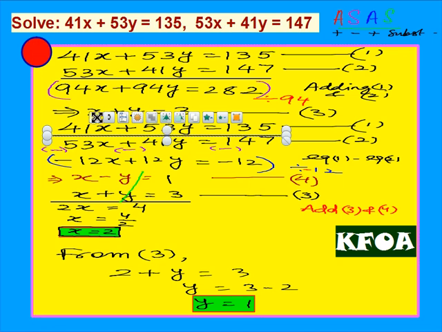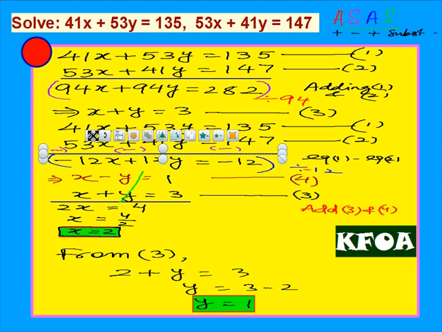So when I am adding, it has reached up. So on subtraction you will get your answer. Minus 12x plus 12y is minus 12. You can divide by minus 12, so it will become x minus y is 1. Now adding, because it was addition, subtraction, then addition. When you add 3 and 4, y gets eliminated and you can get any one, x or y. So 2x is 4, x is 2. Now substitute in equation 3, x plus y is 3, 2 plus y is 3, y is 1.